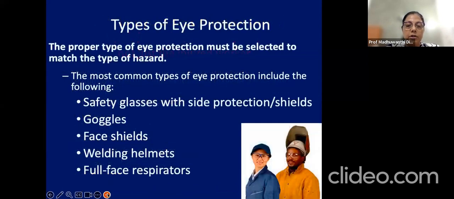So next we get on to the types of eye protection. Therefore, it's the responsibility of everybody. So we need to know what type of eye protection is important. For each type of work, there are different types of eye protection. For example, the basic one is the safety glasses, sometimes with side protection and shields. There can be goggles and face shields, and then there are welding helmets and full face respirators. So this is the range.